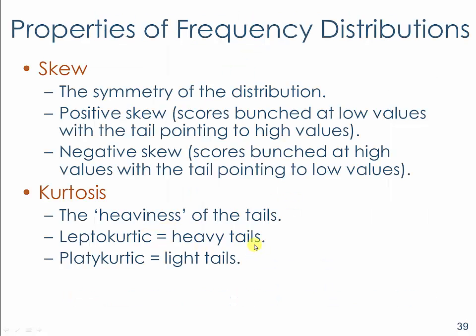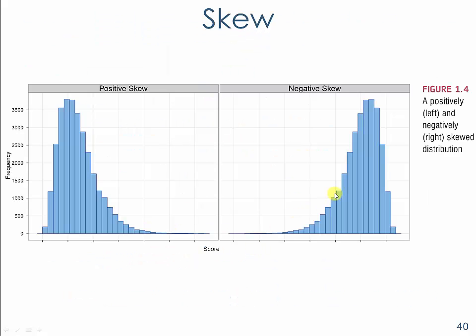So here's an indication of skew. If you think about the skewing, think about the tail. Again, we remember these were called the tails. On a positive skew, it's pulling the tail to the positive side. On a negative skew, it's pulling the tail to the negative side. That can help you in remembering the positive and negative skew.